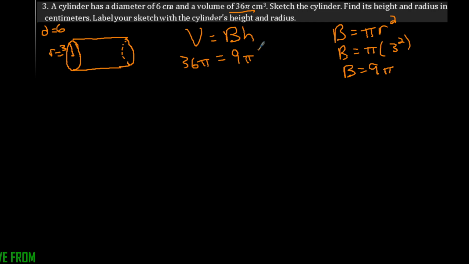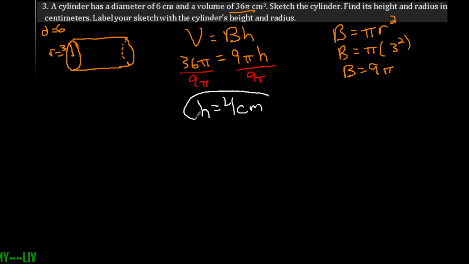And we don't know what h is, so we're just going to leave it as h. And so what we do is that one-step equation: divide both sides by 9 pi. If we divide both sides by 9 pi, we're going to say that h is equal to 4. So it's going to be 4 centimeters. So our height is equal to 4.